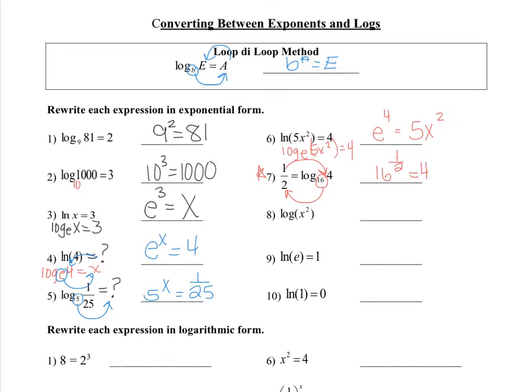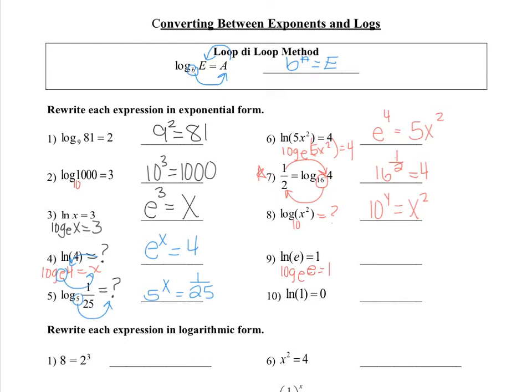Number 8 was a common base of 10. So log base 10 of x squared. We don't know what that equals, so we could say 10 to the y equals x squared. Can't use x because x is already there, okay? Number 9 is log base e as well. Log base e of e equals 1.